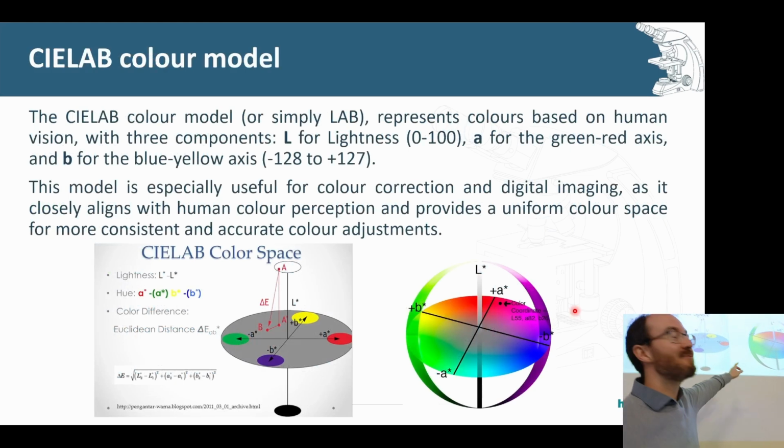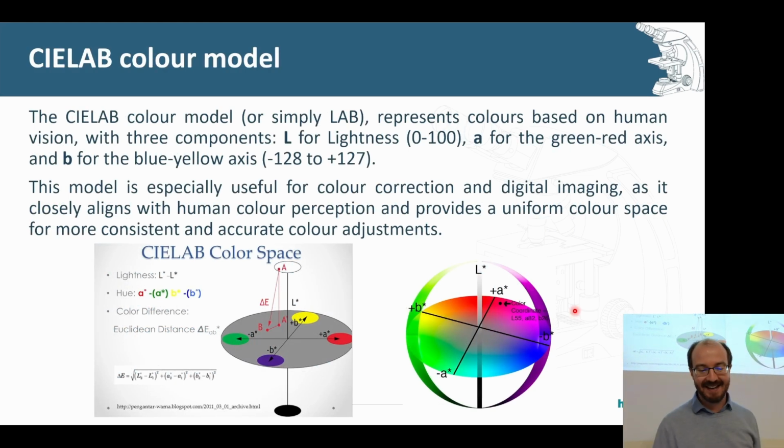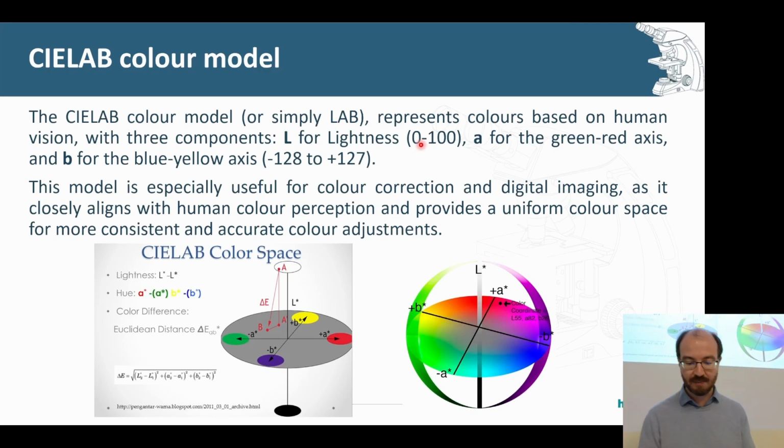Does anyone know how to pronounce this word? CIELAB. Most people just refer to it as Lab, and it stands for the L, A and B components. I don't really know why it's called A and B, but anyways, the L stands for lightness, where lightness is a value between 0 and 100, very similar to the value that we had for HSB.